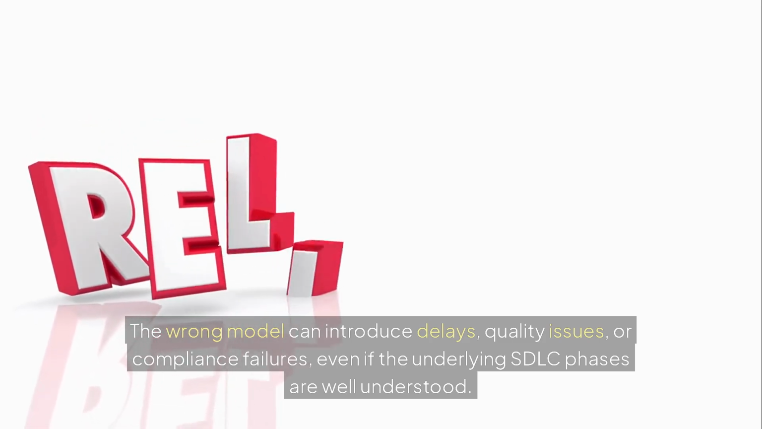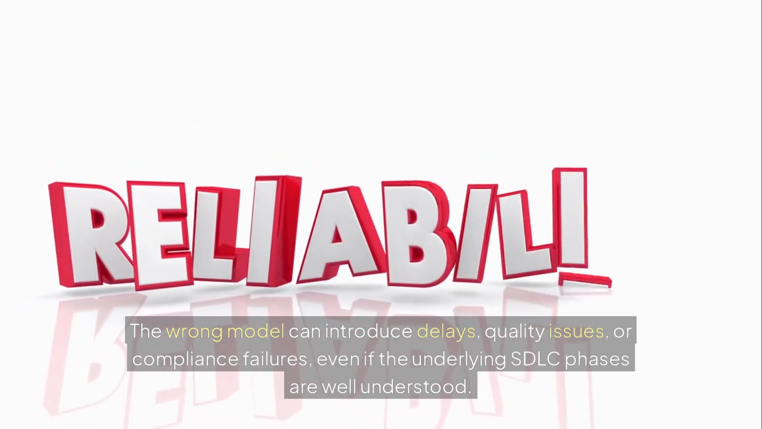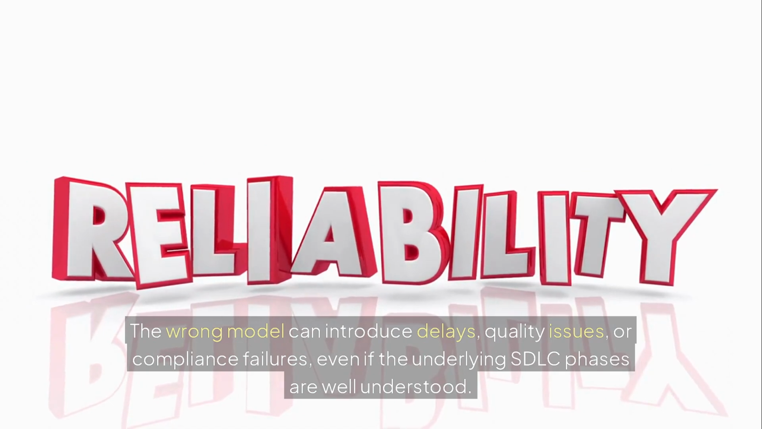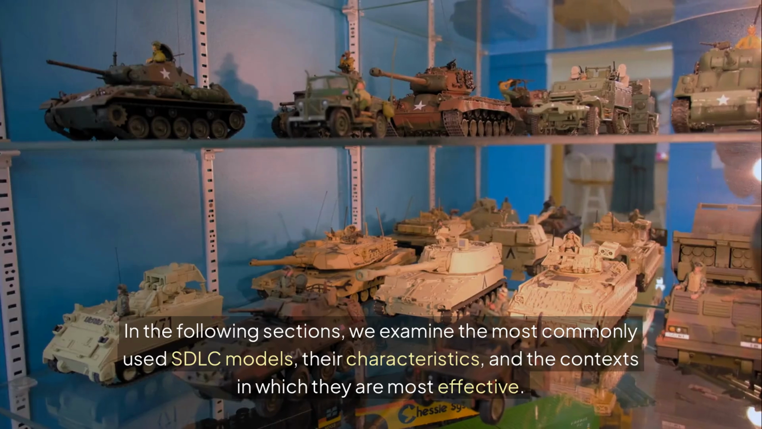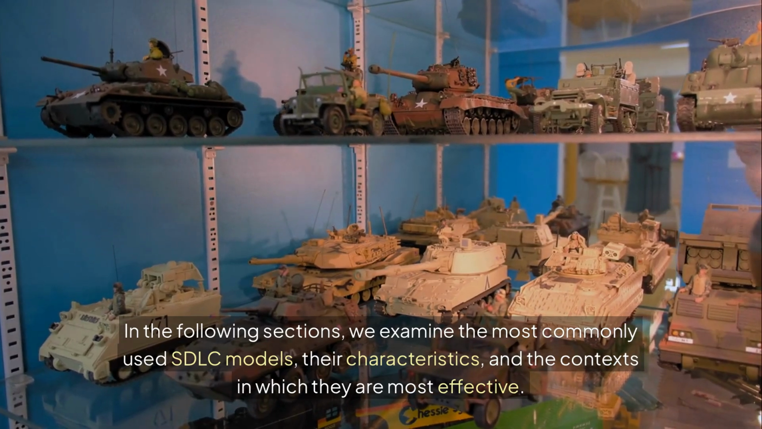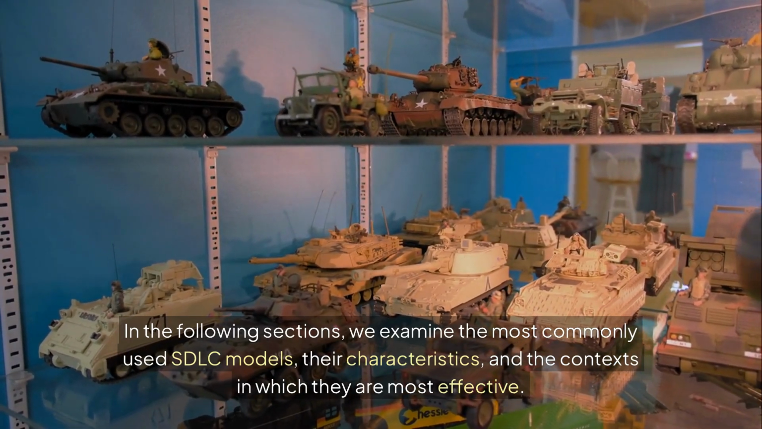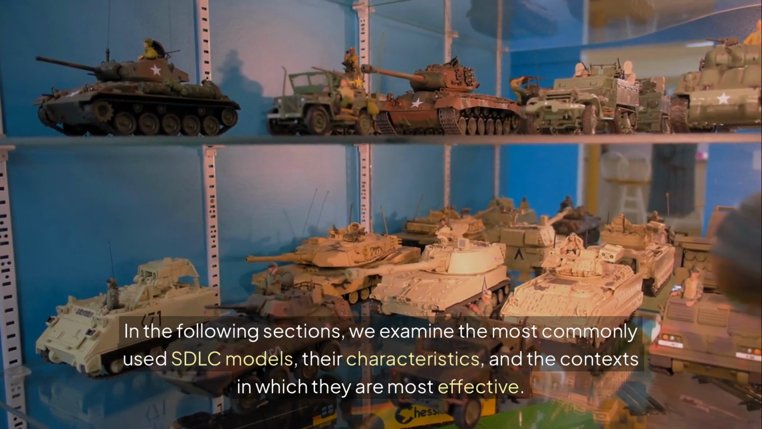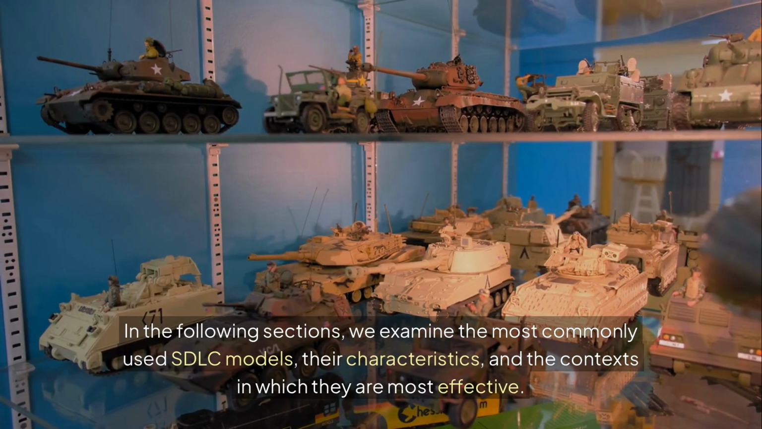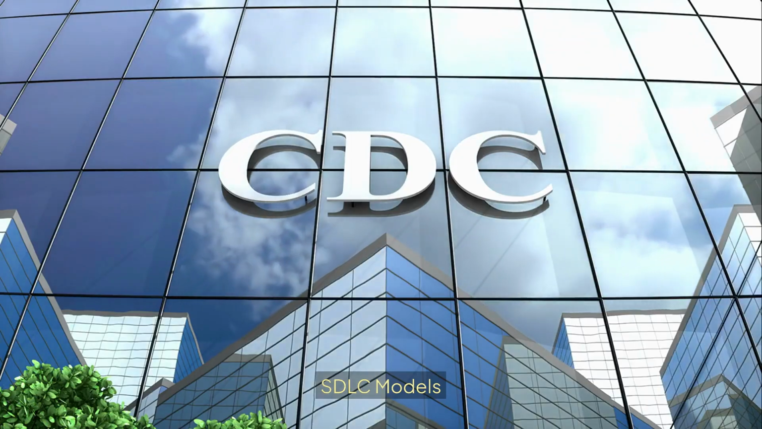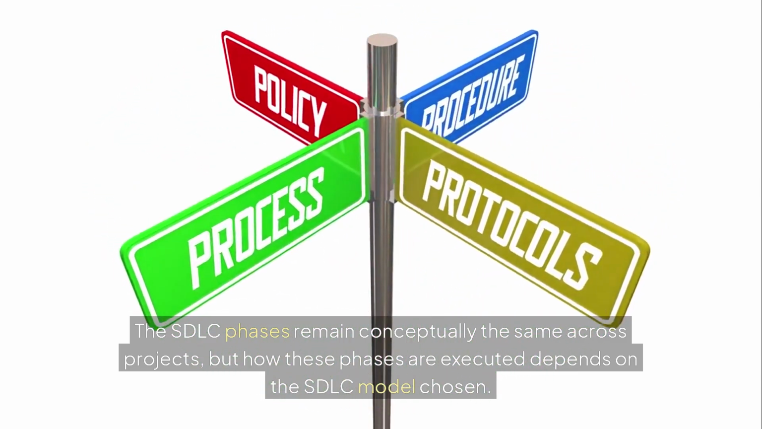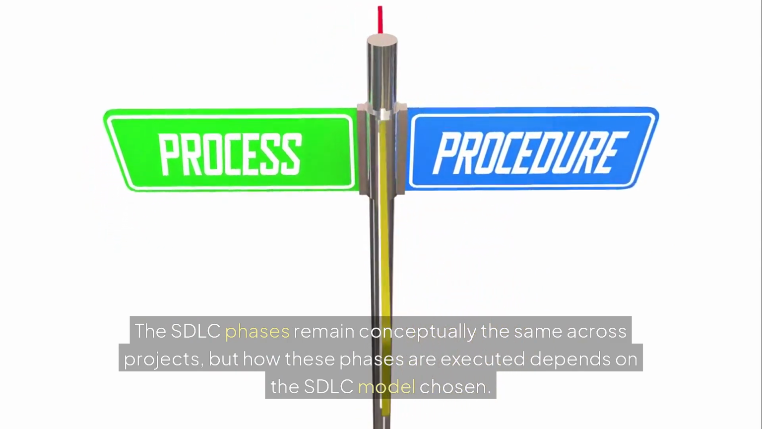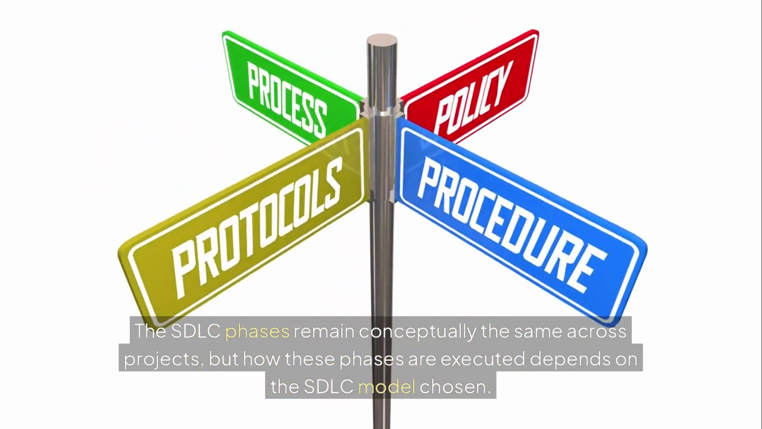The wrong model can introduce delays, quality issues, or compliance failures, even if the underlying SDLC phases are well understood. In the following sections, we examine the most commonly used SDLC models, their characteristics, and the contexts in which they are most effective. SDLC models: the SDLC phases remain conceptually the same across projects, but how these phases are executed depends on the SDLC model chosen.